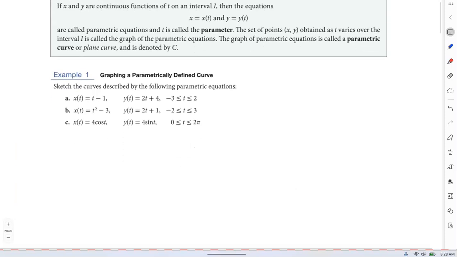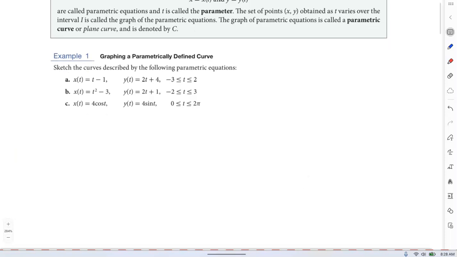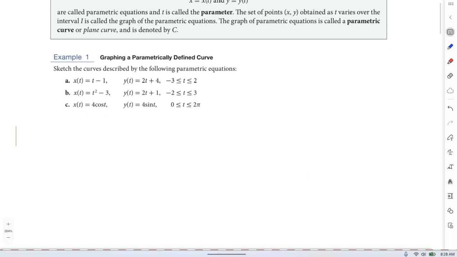So in the first example, we've got x of t equals t minus 1, y of t equals 2t plus 4, and t is bounded between -3 and 2 inclusively. We want to sketch what's happening with this parametric equation. So I like to start by creating a t-table. I'm going to have a table with t values, and then x values, and then y values. My t values are limited from -3 to 2. So -3, -2, -1, 0, 1, and 2 is what I'm going to use.